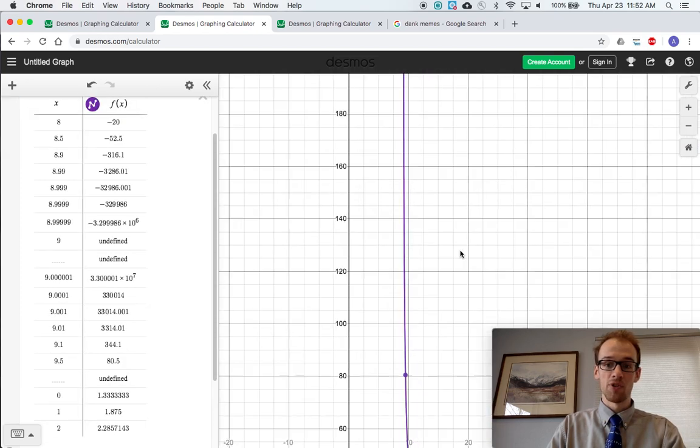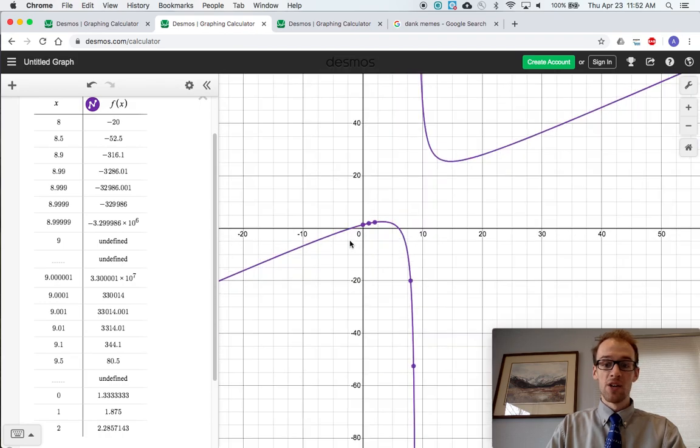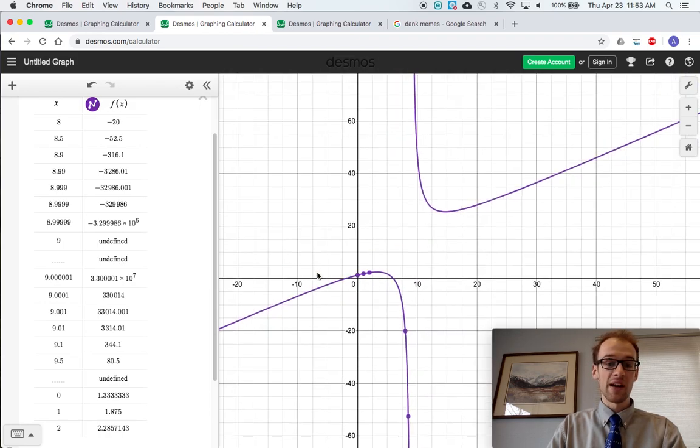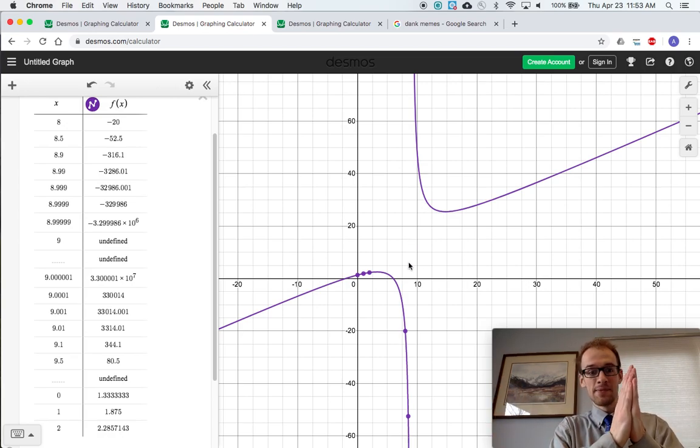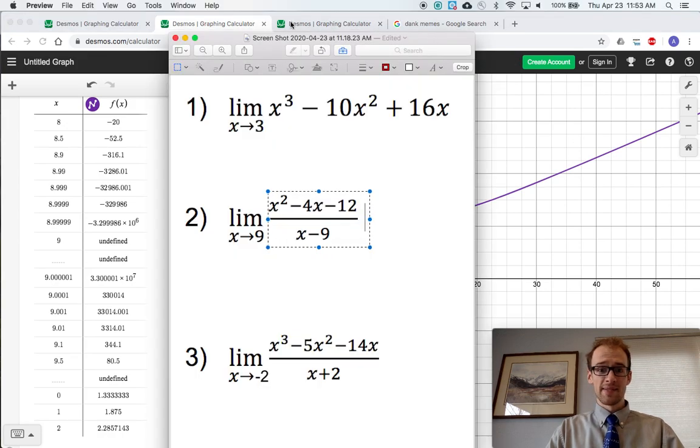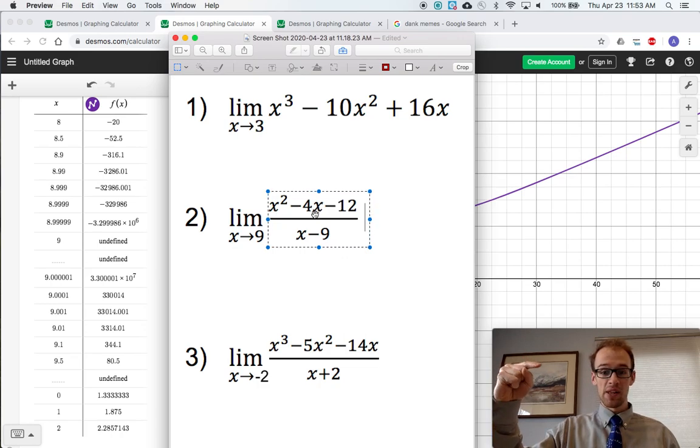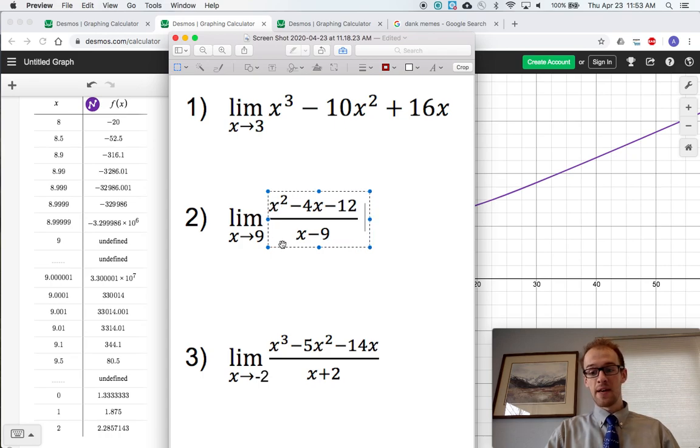You can see here's my point, shooting up to positive infinity on the right side, shooting down to negative infinity on the left side. When we have this thing going on, when it's shooting up to positive infinity from the right and shooting down to negative infinity from the left at the same x value, x equals 9, this limit does not exist right here. As x approaches 9, this thing blows up to positive infinity as you approach 9 from the right. It blows up to negative infinity as you approach it from the left. This does not have a limit.